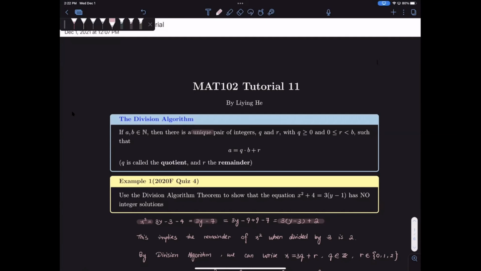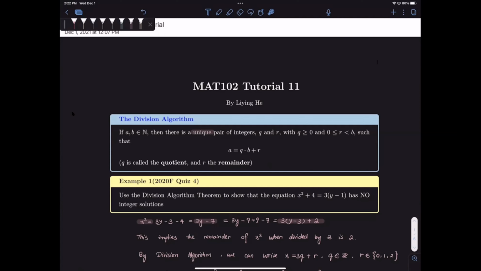Division algorithm. The division algorithm is actually a really strong algorithm, but people do not realize how strong it could be. A lot of the time you can use it to show that an equation has no integer solutions. So something like this. This is what you've seen in class before, which I did in my last tutorial.